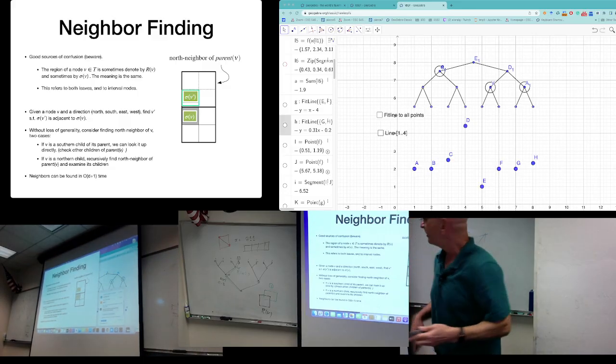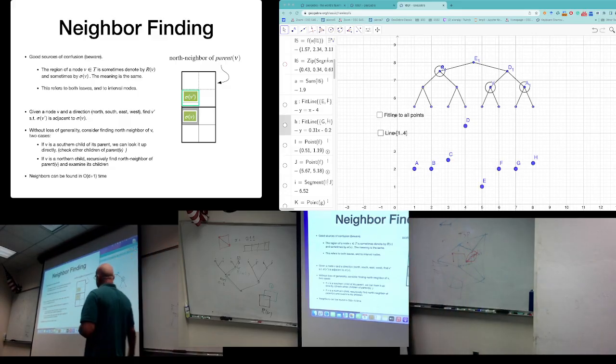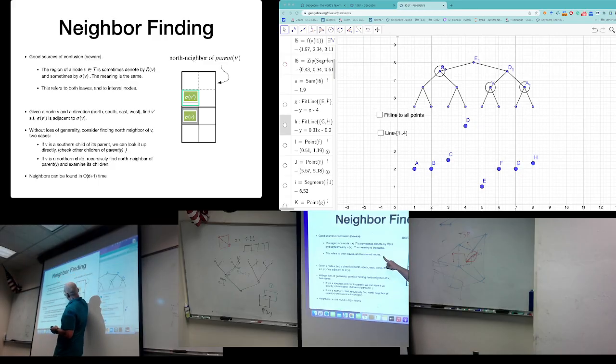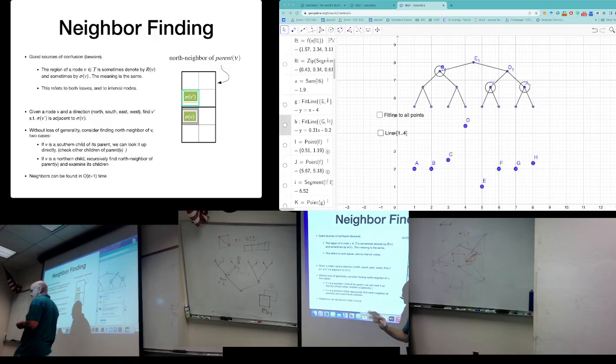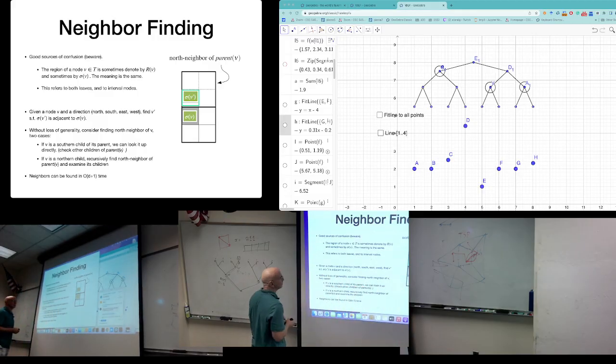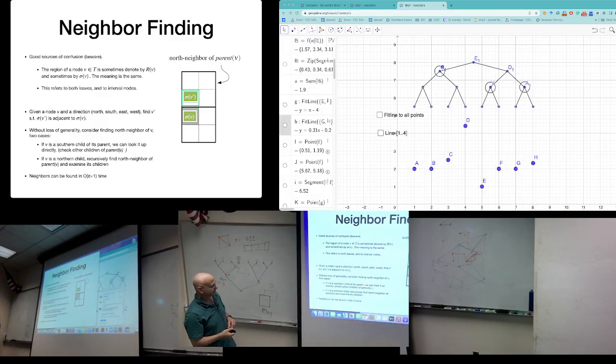Now, another good source of confusion, for me at least, was that when we think about V, and I'll show you the square that V corresponds to, I don't necessarily mean that V is a leaf. Like, when I'm talking about the root, I don't necessarily mean that V is a leaf. Maybe V has many more nodes inside it. That's fine. So don't get confused about these two.